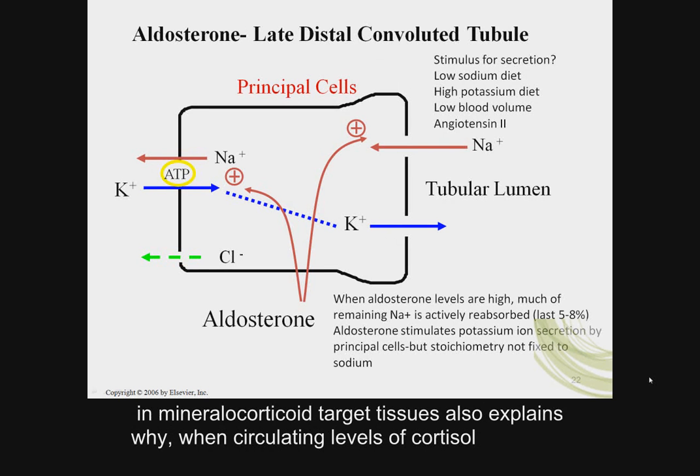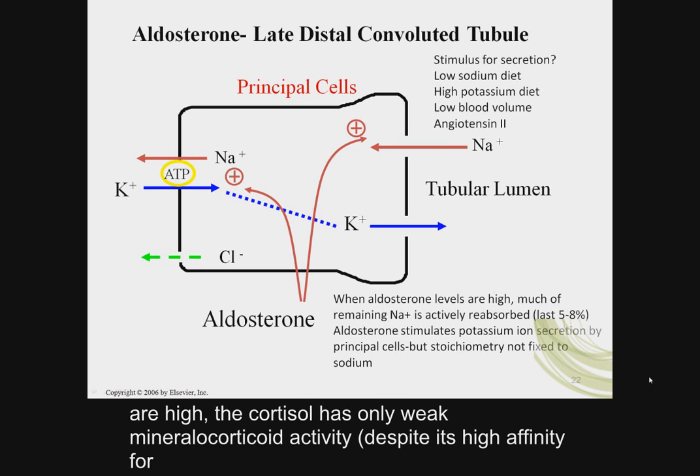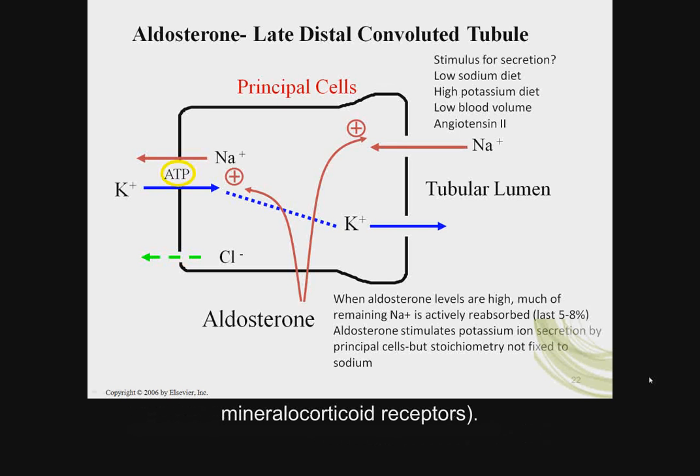This inactivation of cortisol in mineralocorticoid target tissues also explains why, when circulating levels of cortisol are high, the cortisol has only weak mineralocorticoid activity, despite its high affinity for mineralocorticoid receptors.